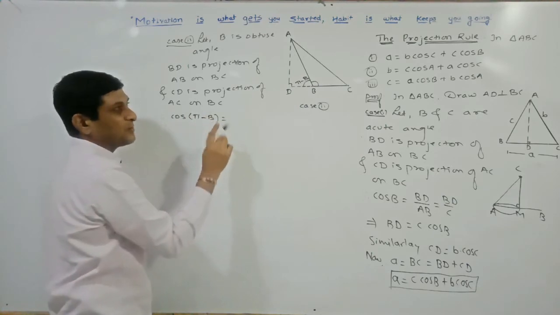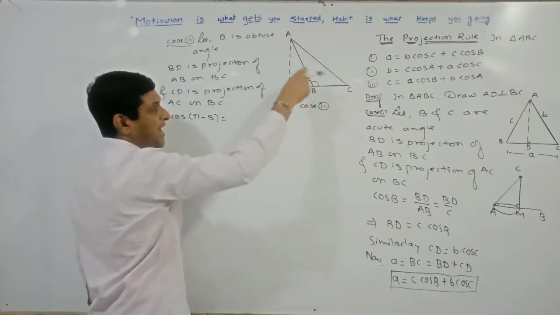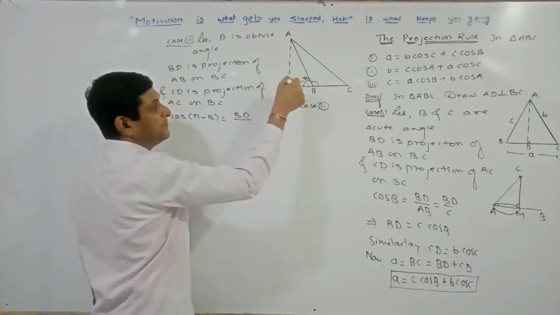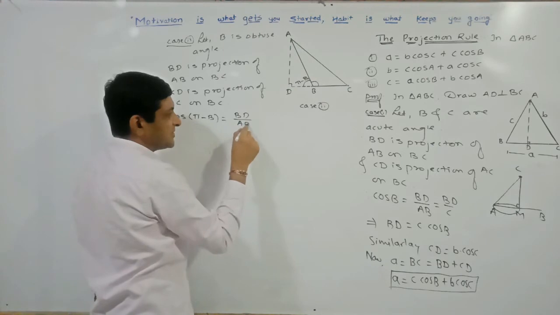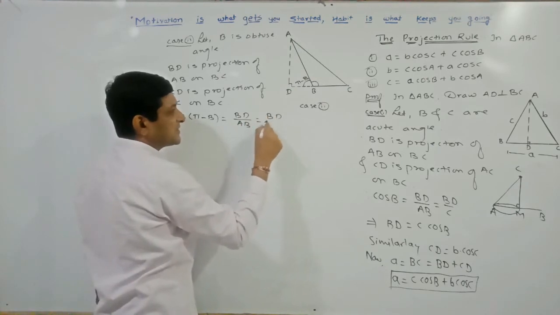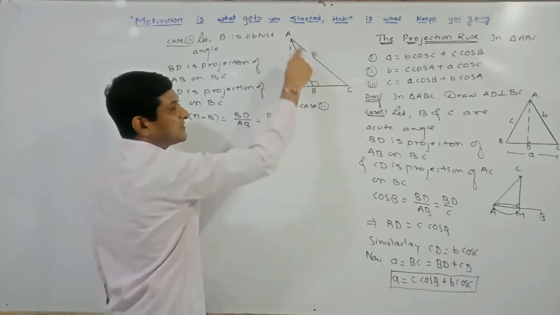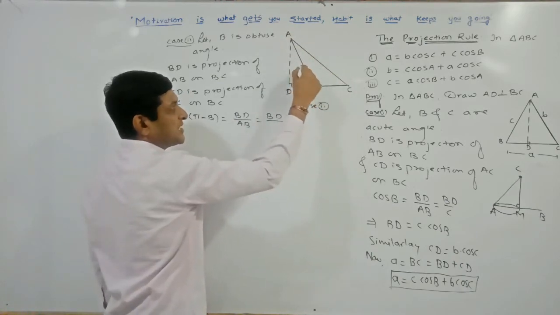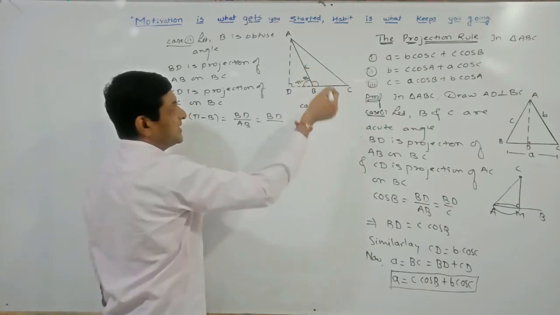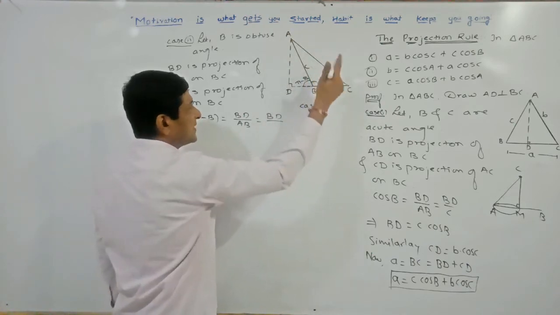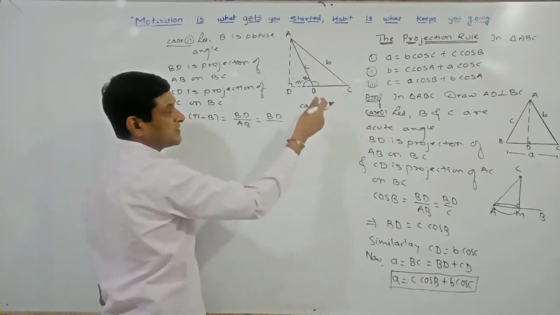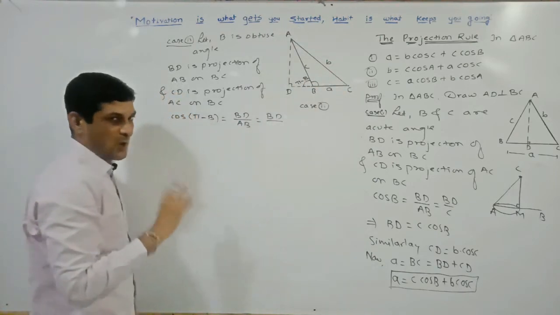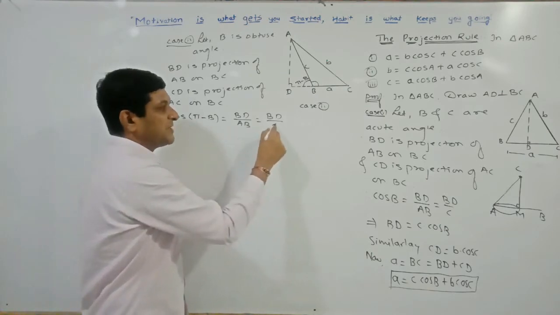And what is the definition of cosine? Adjacent upon hypotenuse. Means here BD upon AB. So keep BD as it is, with hypotenuse AB. AB is the side opposite to vertex C, so its length is denoted by small c. And AC is the side opposite to vertex B, so its length is denoted by small b. And BC is the side opposite to vertex A, so its length is denoted by small a. So now AB can be replaced by c.